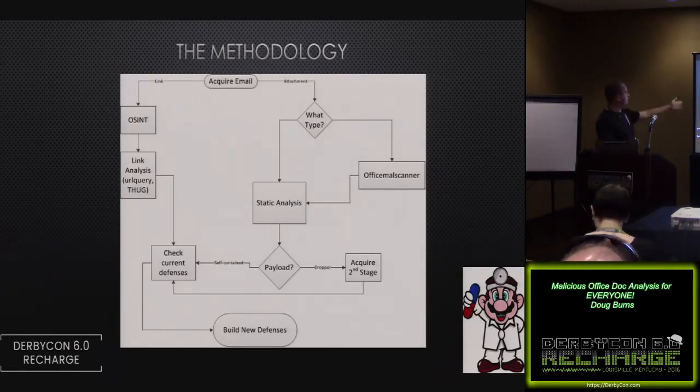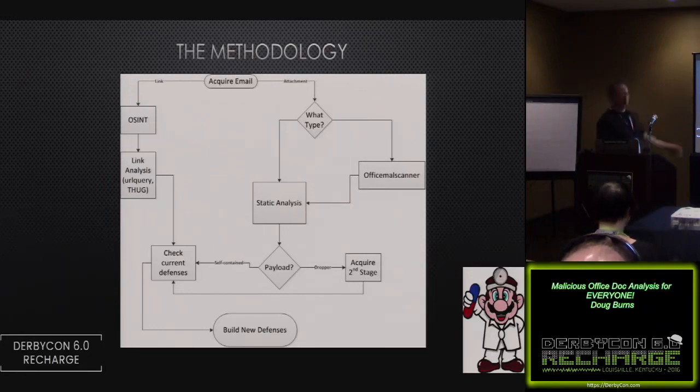So you're going to acquire the email. What's in the email? Is it a link or is it an attachment? If it's a link, you go through here and do some OSINT on the link and things like that. I'm not going to get into that too much because we're not talking about it. But if it's an attachment, then what type of attachment is it? Is it an Office doc?